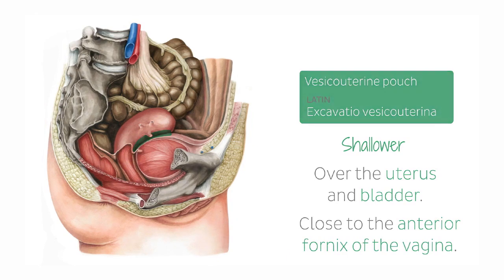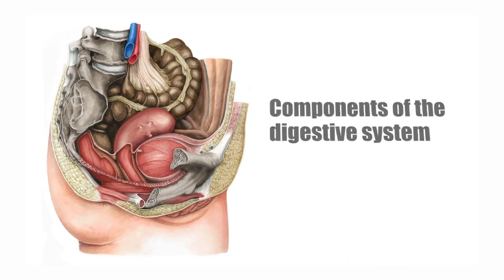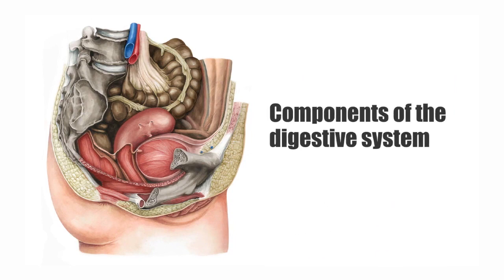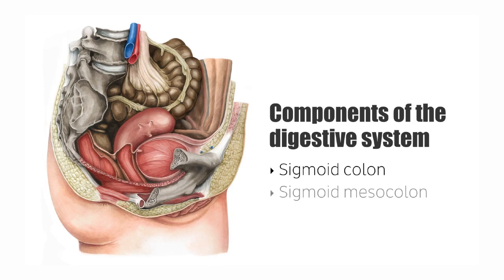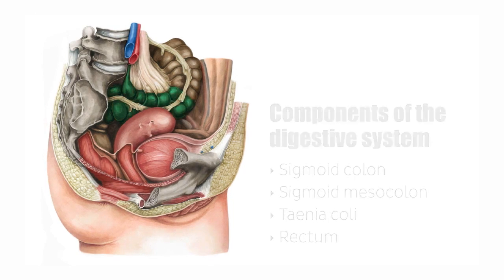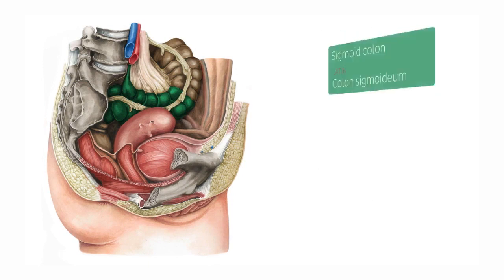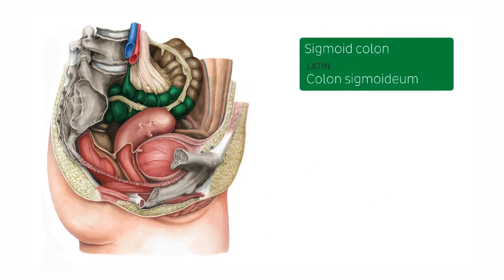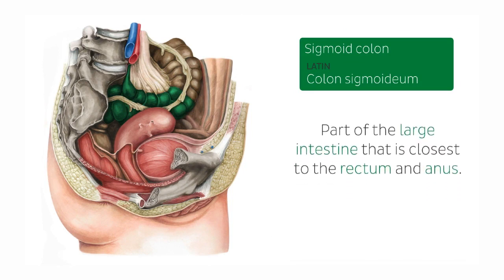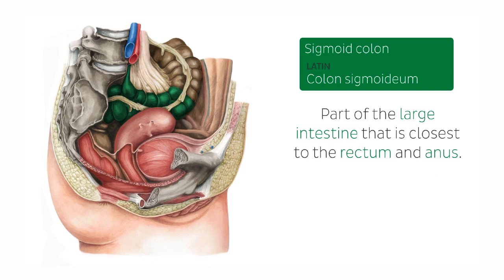We are now ready to move on to the next set of structures related to the different components of the digestive system that you can see here on this image. We're going to be talking about the sigmoid colon, the sigmoid mesocolon, the taenia coli, and also the rectum. We're going to start off with the very first one on our list, now seen highlighted in green. This is known as the sigmoid colon. The sigmoid colon or pelvic colon is the part of the large intestine that is closest to the rectum and anus.